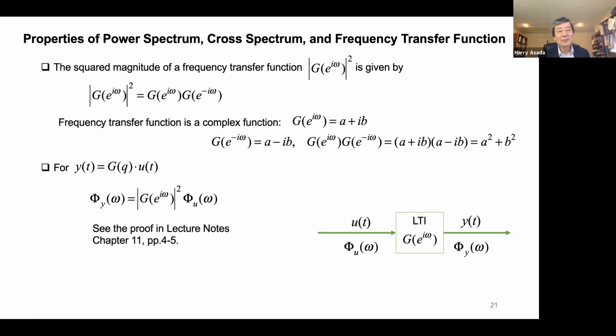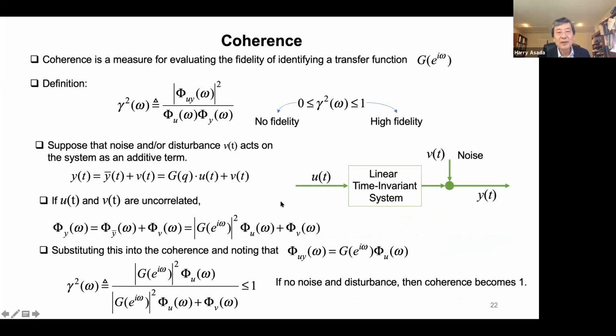This is somewhat understandable in result, but the proof is a little long. I showed a complete proof in the lecture notes, chapter 11, pages 4 to 5. Now the reason why I introduce this is to explain a technique called coherence. This is a widely used technique to evaluate the fidelity of the identified transfer function, G of e to the i omega.